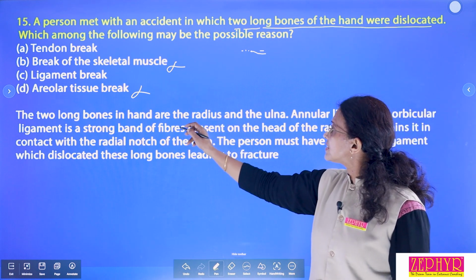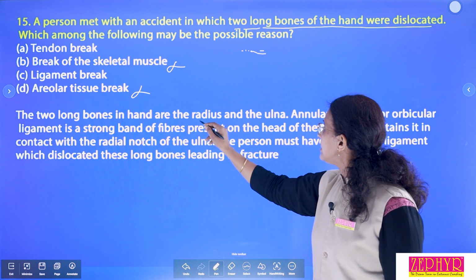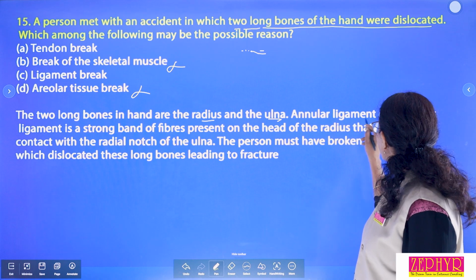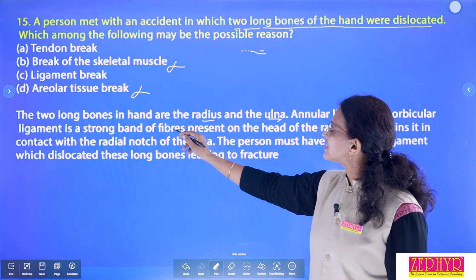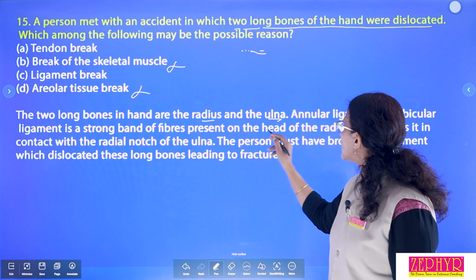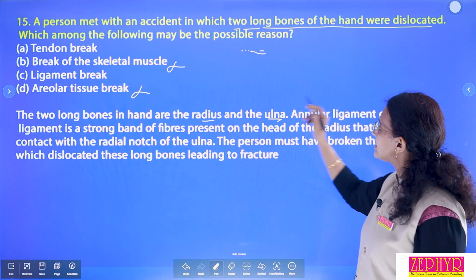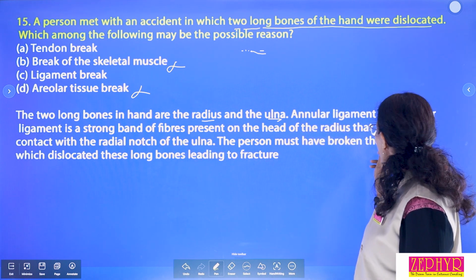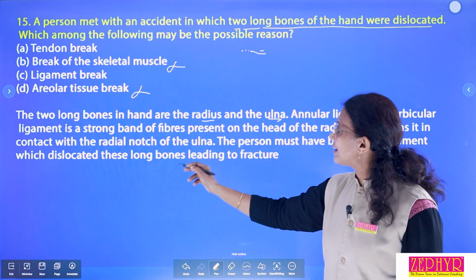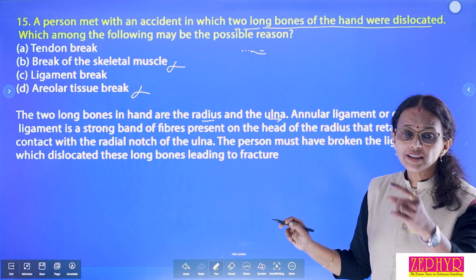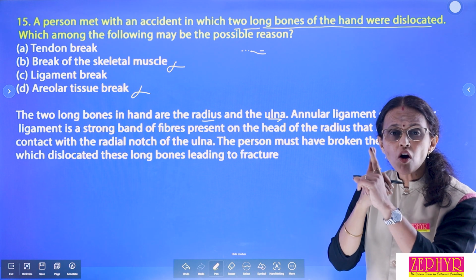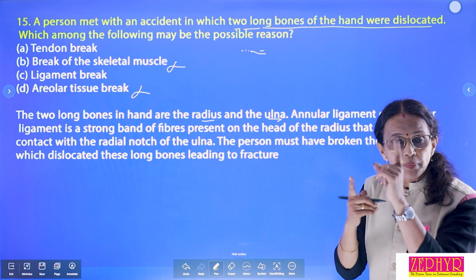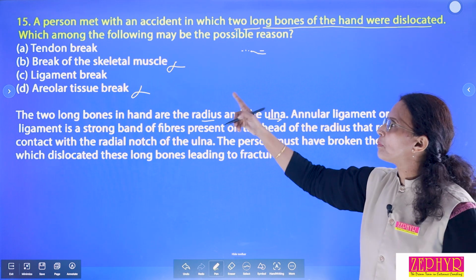The two bones in the forearm are radius and ulna. Annular ligament or orbicular ligament is a strong band of fiber present on the head of the radius that retains it in contact with the radial notch of the ulna. The person must have broken the ligament, which dislocated these two bones. What is the function of ligament? The two bones are attached or joined with the help of ligament. What is the function of tendon? The muscles and bones are connected with the help of tendon.